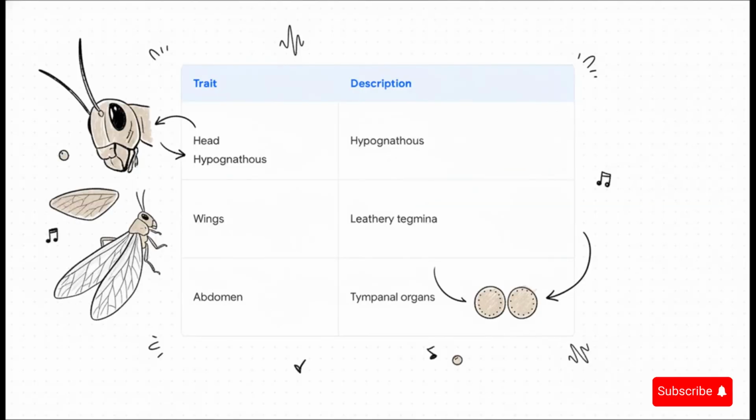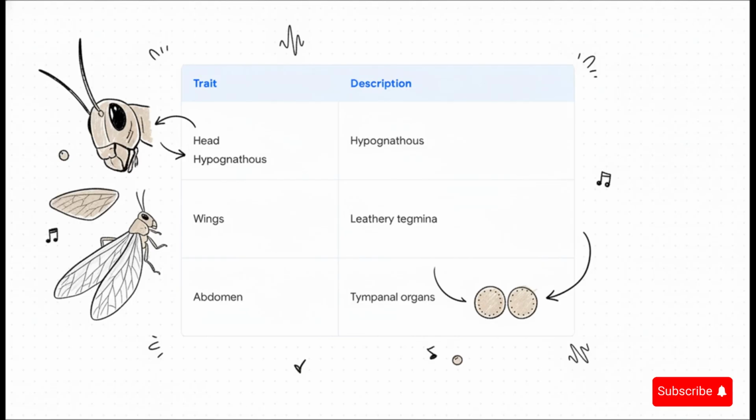Let's decode those Orthoptera traits. Unlike our silverfish, they generally have a hypognathous head, meaning it points straight downward. Their front wings are small and leathery, acting as a protective cover called tegmina to shield the delicate flying wings underneath. But here is for sure my favorite mind-blowing fact. Grasshoppers and crickets have ears.